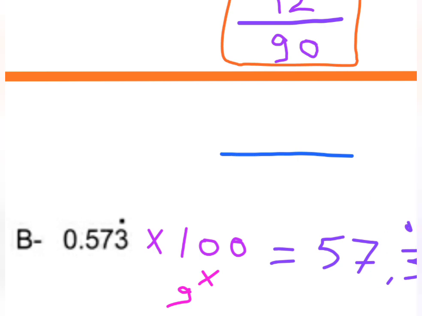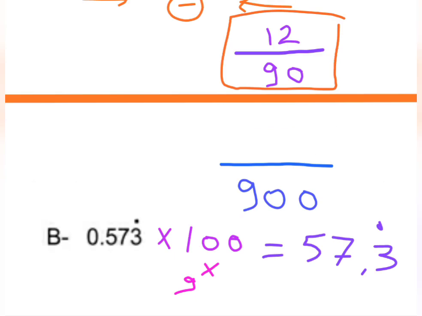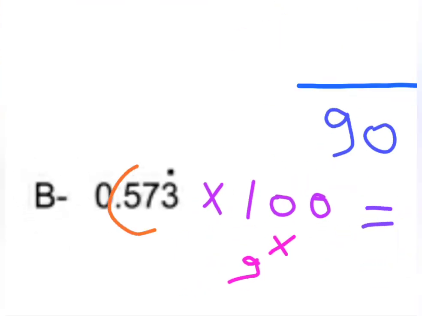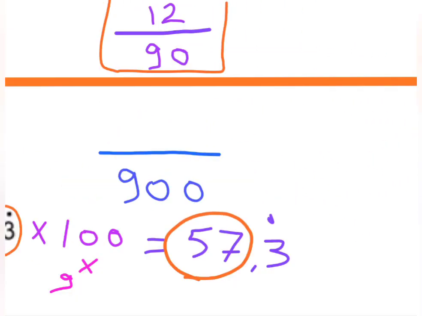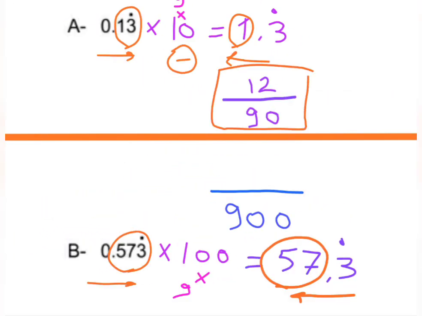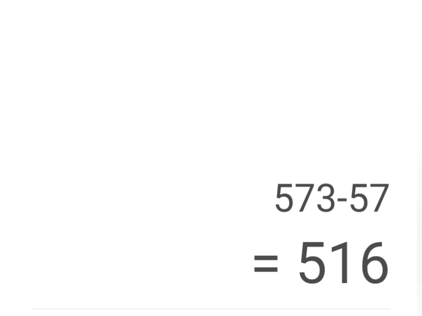Underneath the fraction or in the denominator, I'm going to put 900. Good. 900. And then I'm going to take the first number, which is after the decimal point, and subtract 57, which is before the decimal point, from it. And I will get the answer for this one, or this part. Now, 573 minus 57. We can use the calculator and check, and then come back. So 573 minus 57. And the answer will be 516.